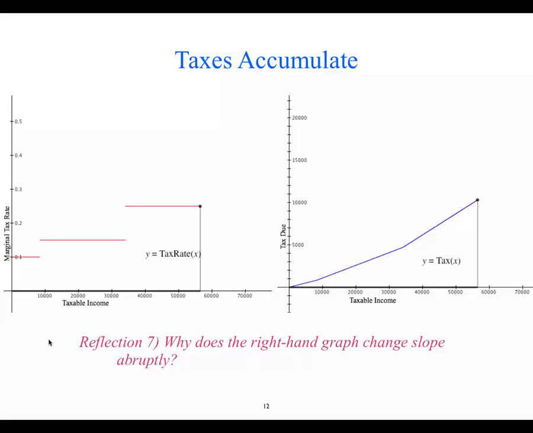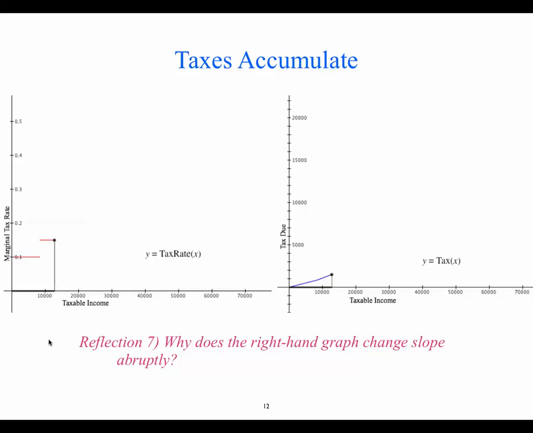What about the constant rate of change on the left side makes an abrupt change in slope? It's the rate of change between marginal tax rate and taxable income. It's just the rate of change. So why is there an abrupt change in slope?